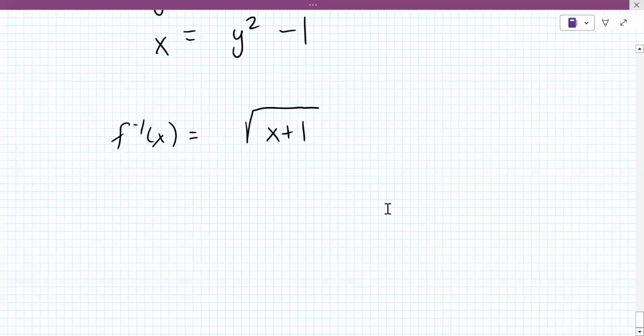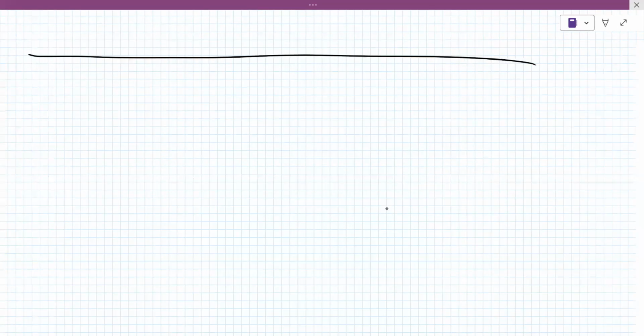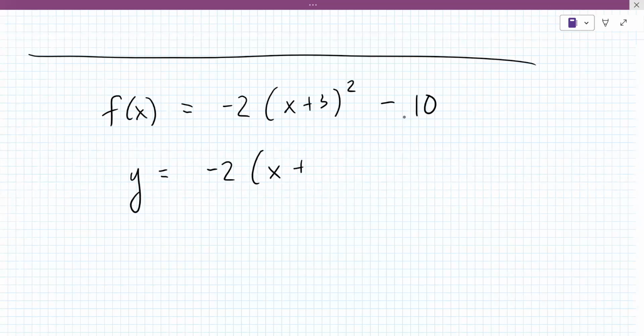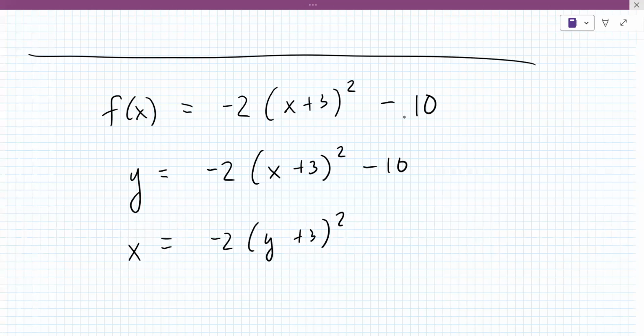All right. So the other type of problem here that you might see is where it gets just a little bit more sophisticated, something like this, like negative 2 times x plus 3 squared minus 10. Oh. Okay. It's just more steps. It's the exact same process. You start by using y instead of f of x. You still switch x and y. But this time you got to know what to undo first.